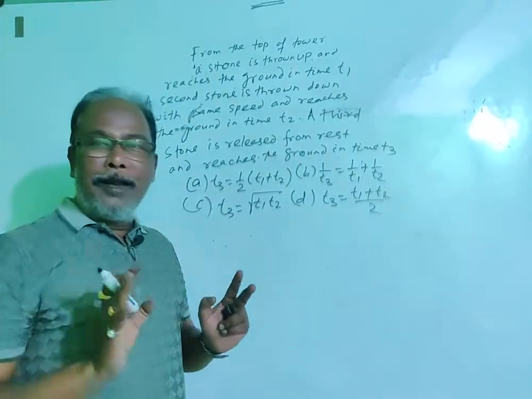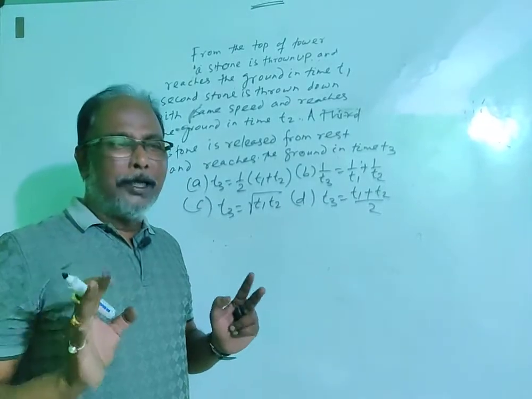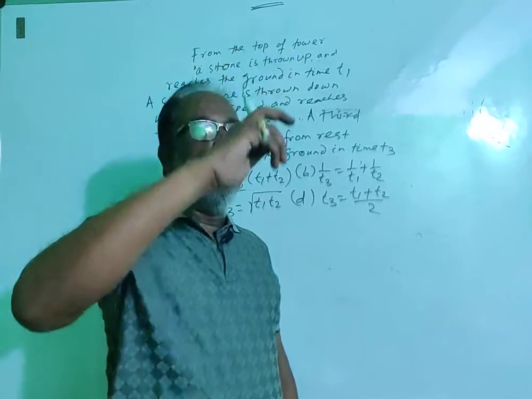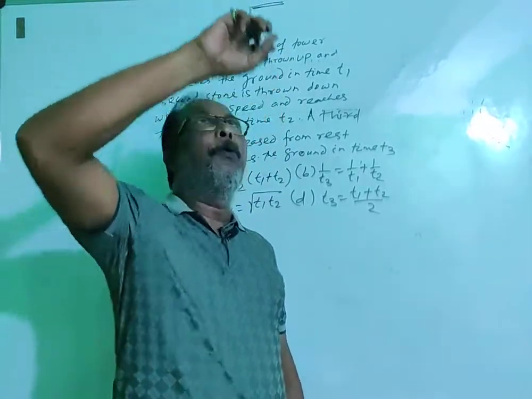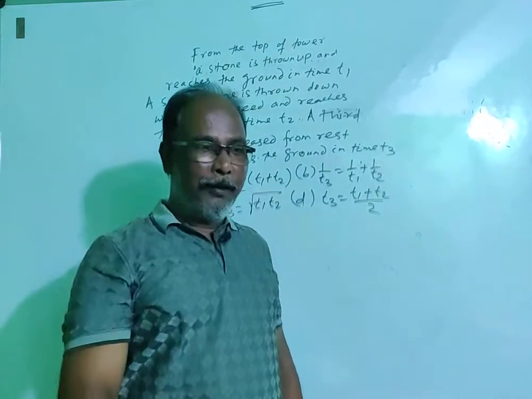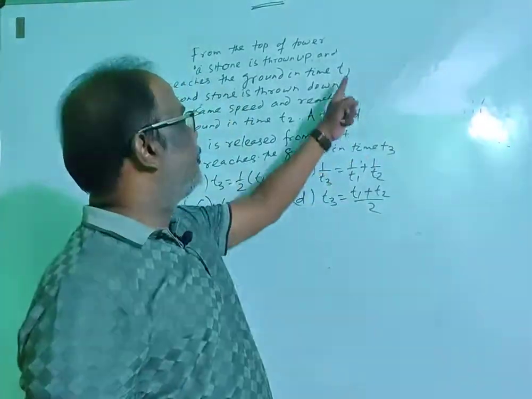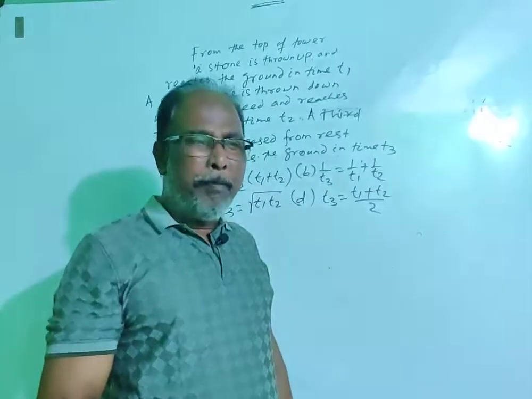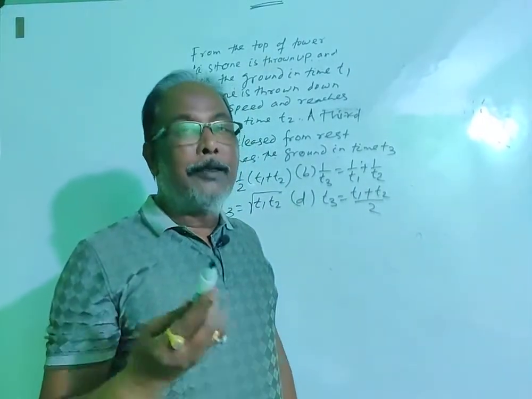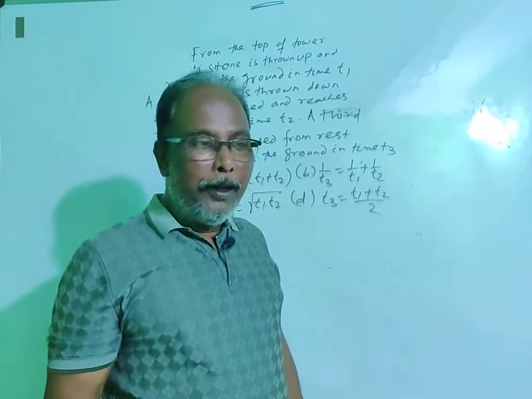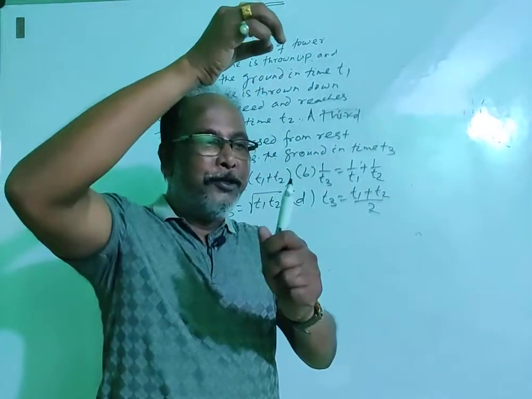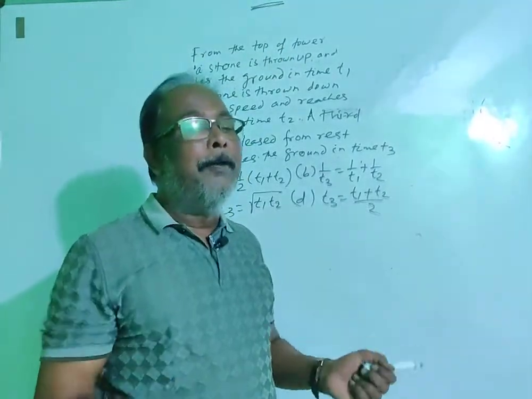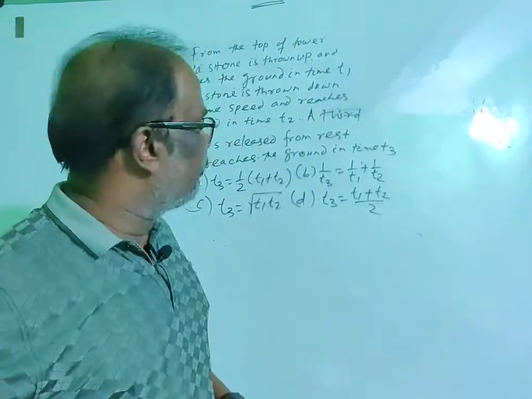Then first understand the situation. A stone is thrown from the top of a tower, let with a speed u. It goes up and finally strikes the ground. Time taken is t1. A second stone is thrown downward from the same point with same speed. It reaches the ground in time t2. And the third stone is just released. It reaches at time t3. Then we have to establish a relation between t1, t2 and t3.